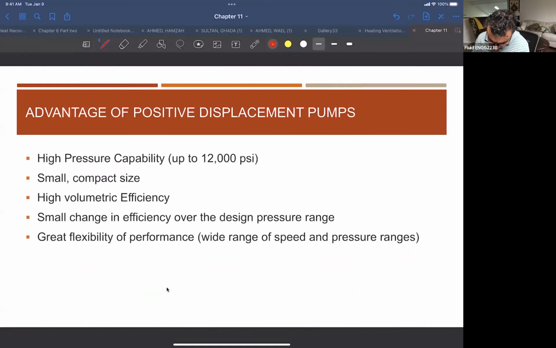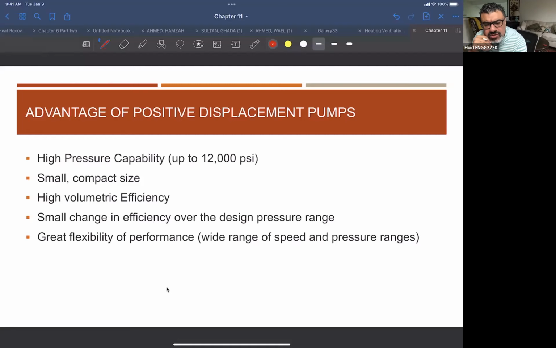Okay. The advantage of this positive displacement pump is high pressure, because these devices are needed for pushing liquid outside. Those pumps are considered for very high pressure, up to 12,000 psi. That's a very, very high pressure. Okay, most of these pumps are small and compact in size. They have very high volumetric efficiency, which means that internal leakage, because of the clearance between the moving parts of the pump, is very small, right? It's only a small little clearance between these parts. So volumetric efficiency is very high, okay? We're talking here about above 95%.